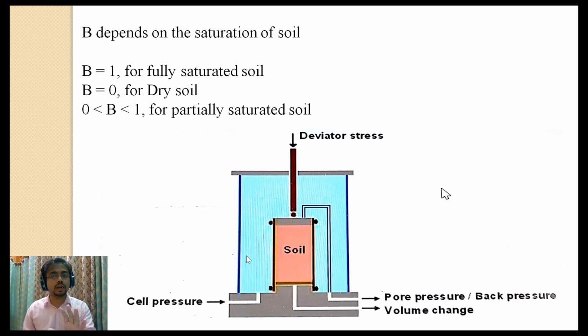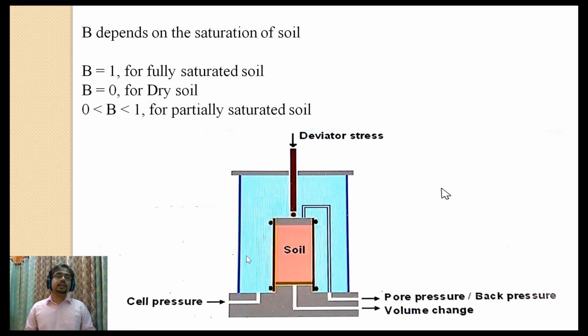So this is, I think, very clear to you. For a CU test, if B is coming as 1, then we can say it is a fully saturated soil. If B is coming from 0 to 1, it is a partially saturated soil. And I have told you that for the test, the soil can be partially saturated or fully saturated. So first of all, we have to find out the value of B, whether this is 1 or whether this is 0 to 1. This is our first step.